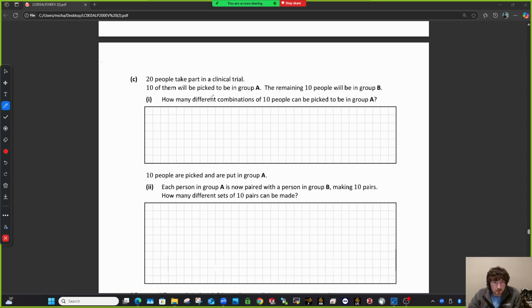This isn't bad, you know, there's 20 people. How many different ways can you pick 10 people? That's all this is. This here is just 20 choose 10. How many ways can you pick the 10 people for group A? And 20 choose 10 is 184756. So that's just a combination, choosing 10 people from 20.